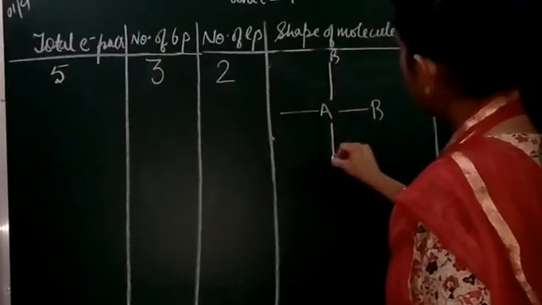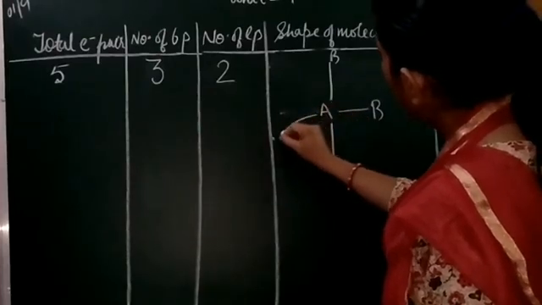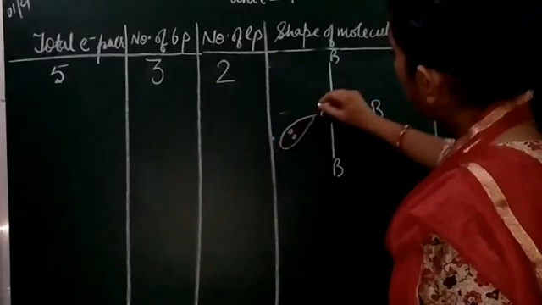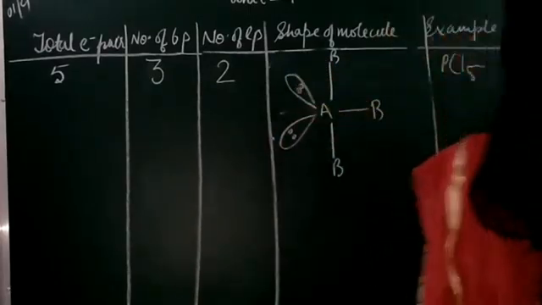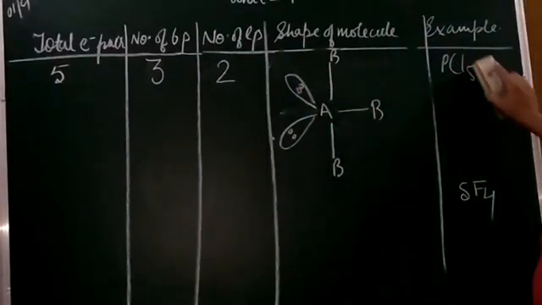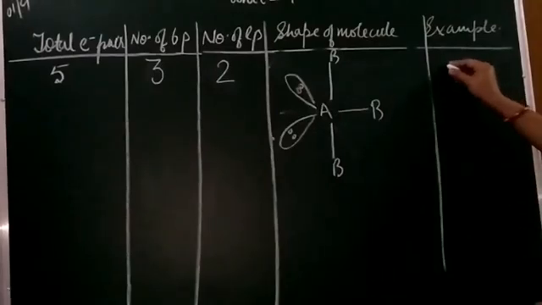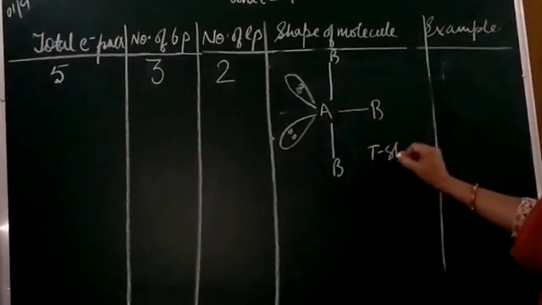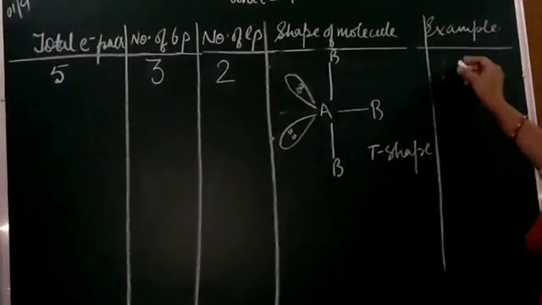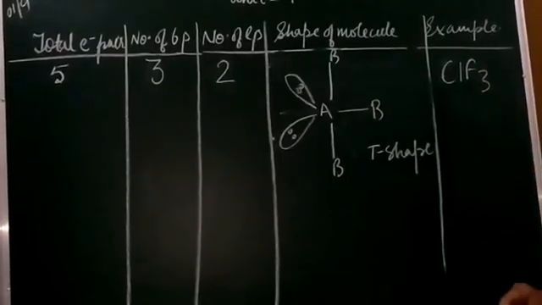The shape is going to distort in this way, and you can see that the basic structure of the bonds around the central atom is seeming to be of T shape. So here I am writing the shape, it's T shape, and here we have the example of ClF3 type, right?